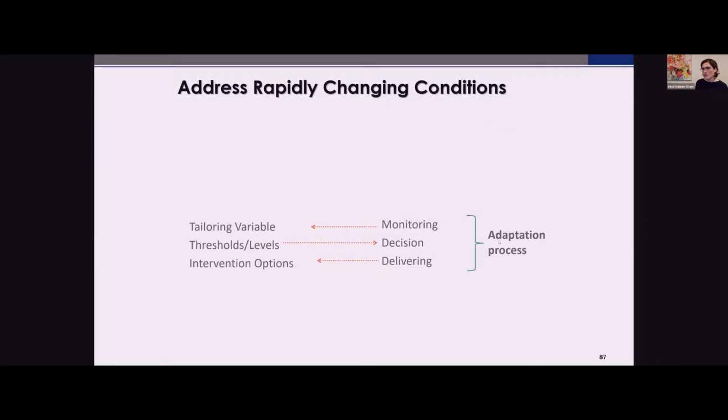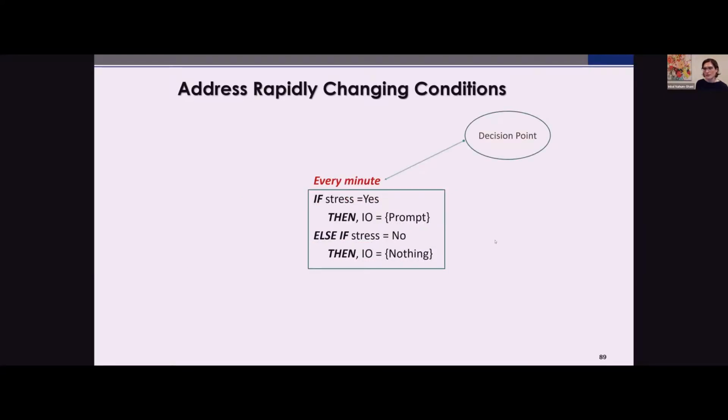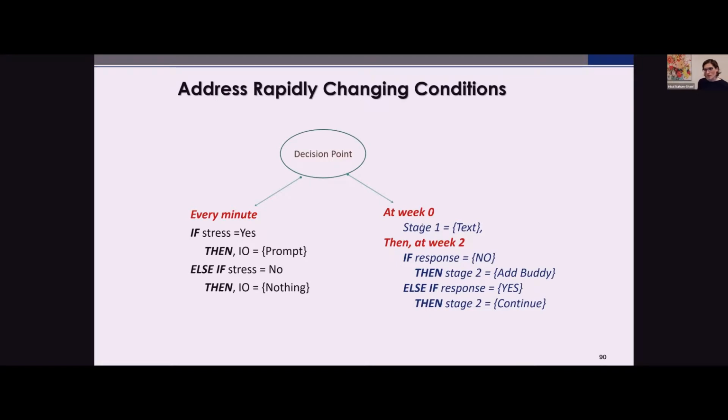So we have an adaptation process here. This adaptation process is triggered every minute. Why? Because every minute the person can transition from experiencing no stress to experiencing stress, right? And we're trying to address conditions that change rapidly. Stress can change rapidly. That's why we have a decision point every minute. Compare that to the weight loss intervention where we have decision points at week 0 and at week 2 because we're trying to address conditions that unfold over 2 years. I just want you to see the difference between addressing conditions that change rapidly versus slowly by using adaptations.